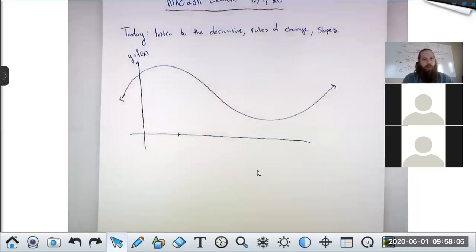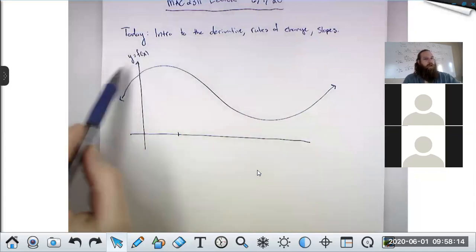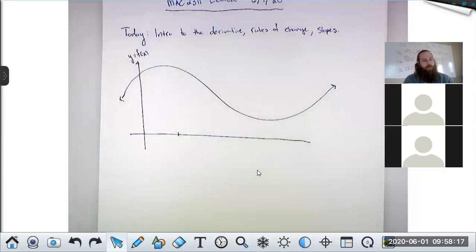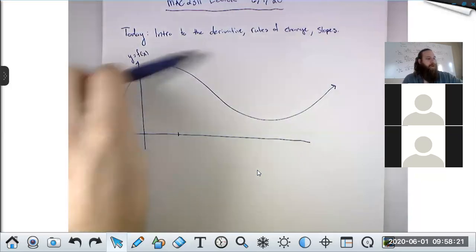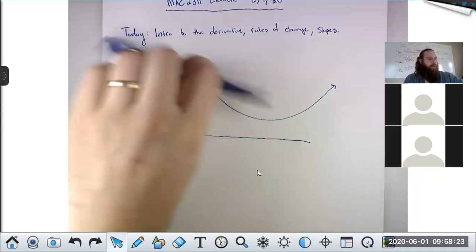It turns out that the main operation in calculus gives us an answer to that question. It will give us another function. Instead of calling it f, we call it f prime, or the derivative of f. And that function, instead of returning the height along this graph, returns the slope.